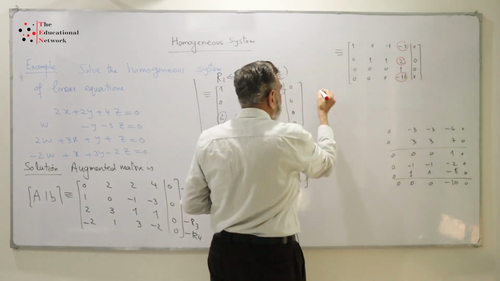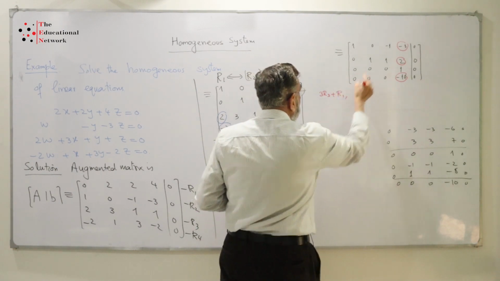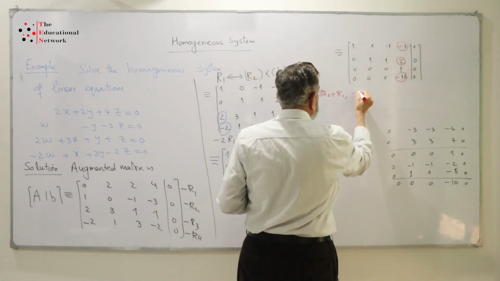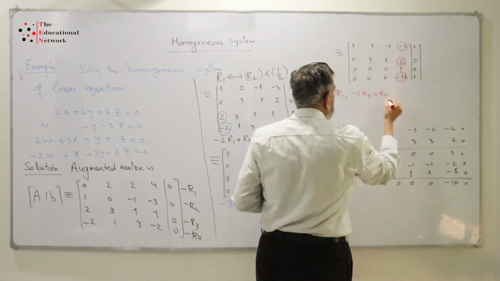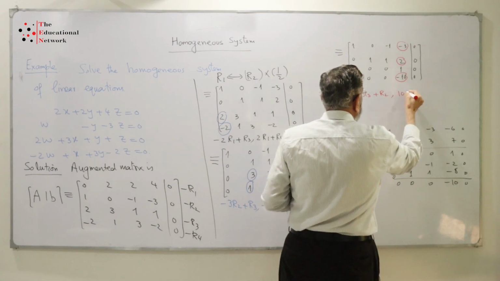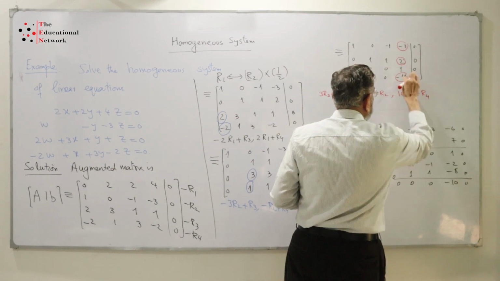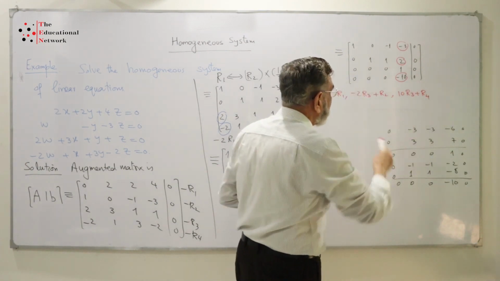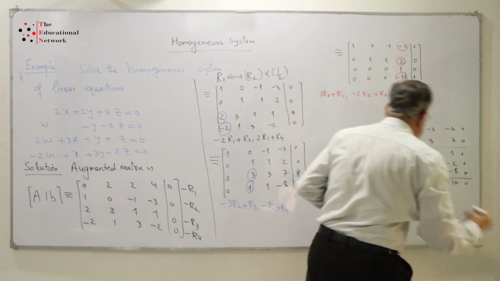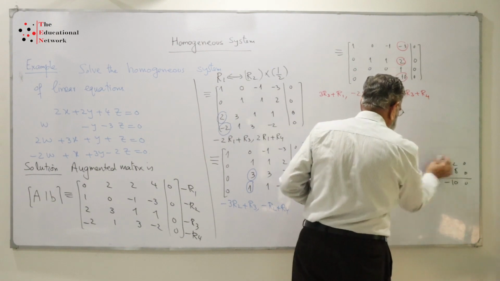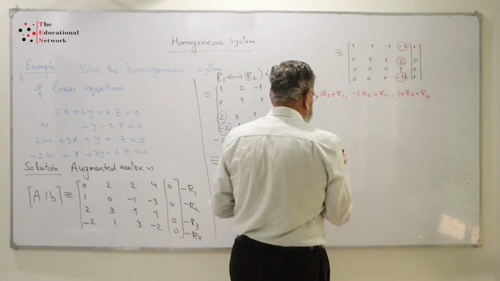So my operations will be 3R3 plus R1 to make this one 0, minus 2R3 plus R2 to make this one 0, and 10R3 plus R4 to make this one 0. We can see there is no effect on the other values because they are equal to 0. So we are going to get the values changed by making these row operations, and we can write the values immediately.